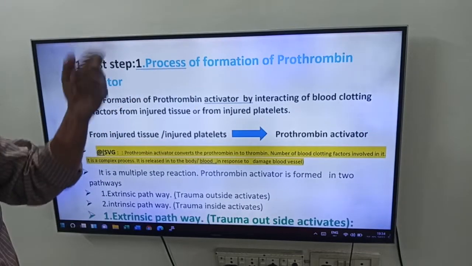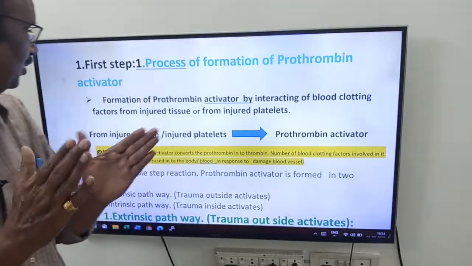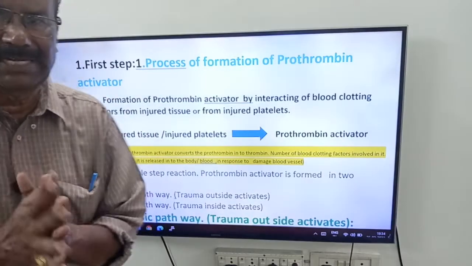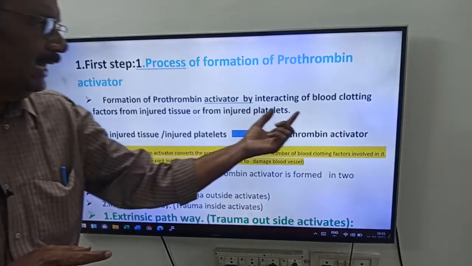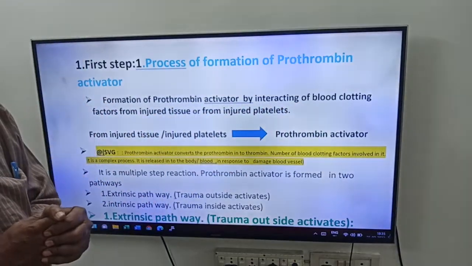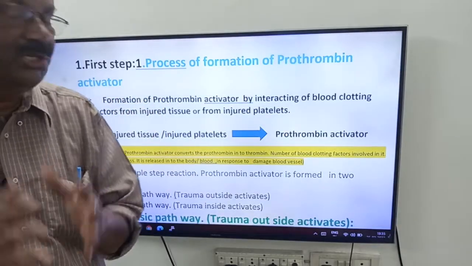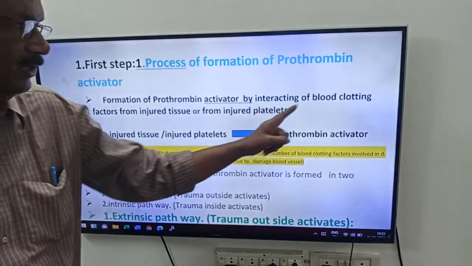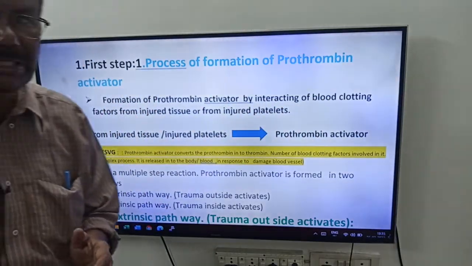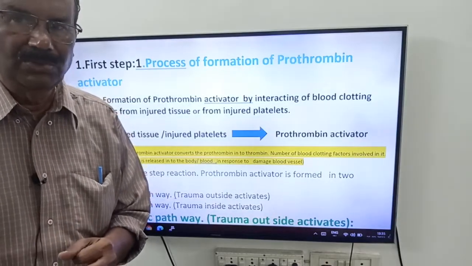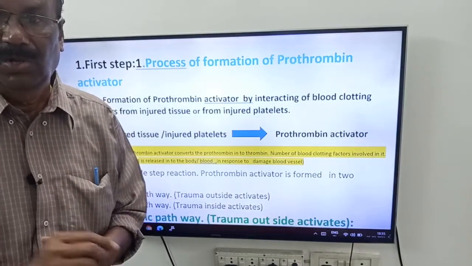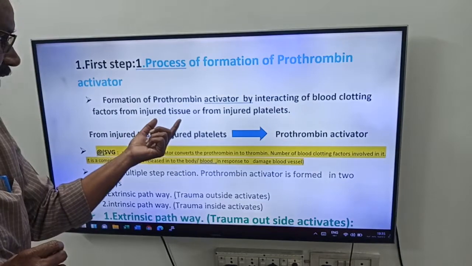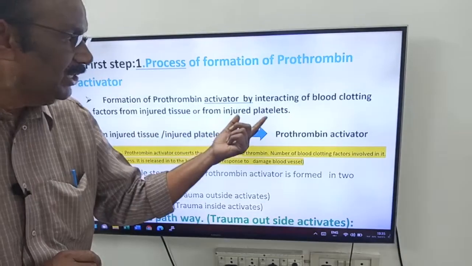What is the first step? Process of formation of prothrombin activator, by interaction of blood clotting factors from injured tissue or injured platelets. Here we have three key terms. One is blood clotting factors. You know we have 13 blood clotting factors. No need to write those factors here. Another is injured tissue and injured platelets.